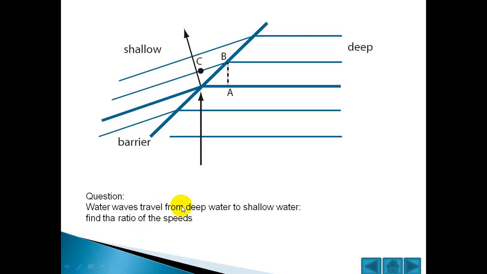Water waves travel from deep water to shallow water. Find the ratio of the speeds. This is a very common question. How do we find the ratio of these speeds? There's no information about speeds, but we know that the ratio of the speeds is going to be equal to the ratio of the wavelengths. So you basically, with a ruler, need to measure one wavelength here and one wavelength here. If you know that, then you can work out the ratio of the speeds. The ratio of the speeds would be equal to the ratio of the wavelengths. It's just a ratio, not the absolute values we're finding.